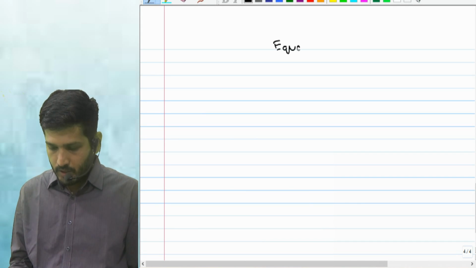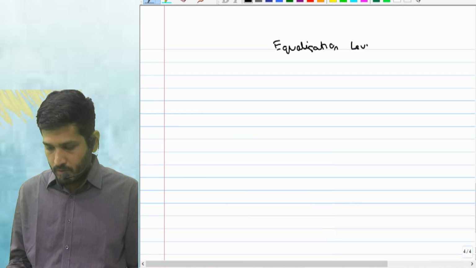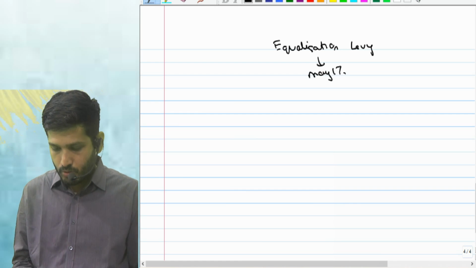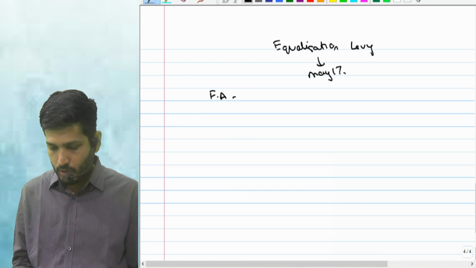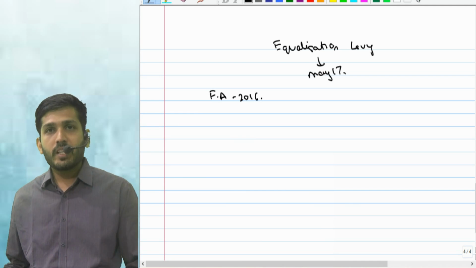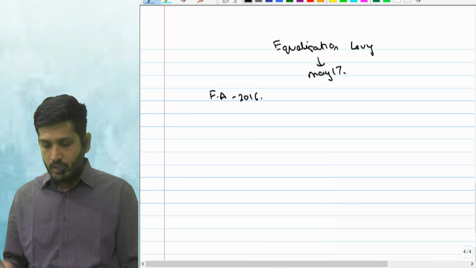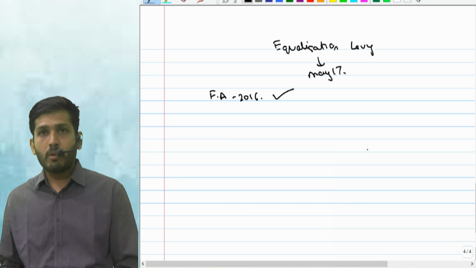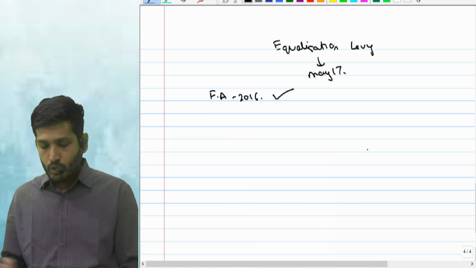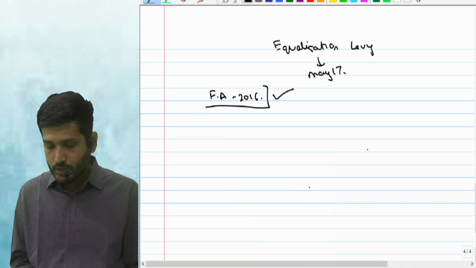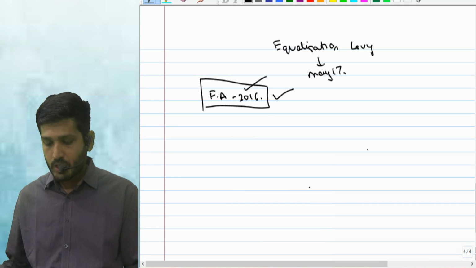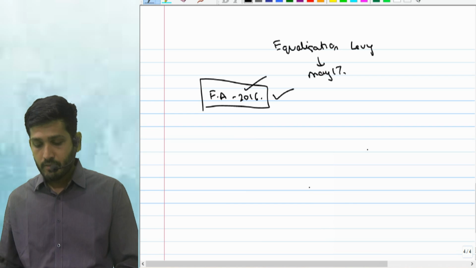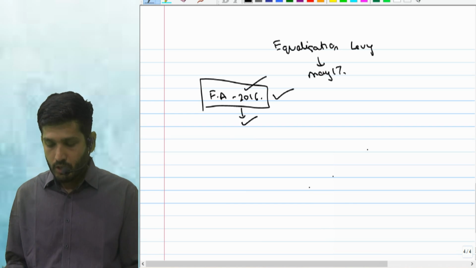Equalization levy, that is the topic for today. An important topic for this May 17 exam, as introduced by Finance Act 2016. So it has been introduced for the first time, and very importantly it is governed by this Finance Act itself. It is not a part of Income Tax Act. So the provisions related to this law are going to be covered by this Act itself, and this is what we have to study now.